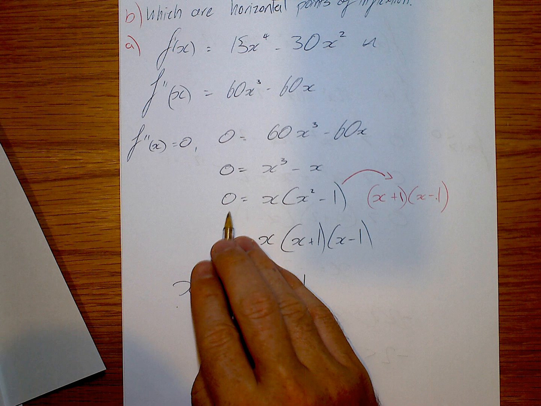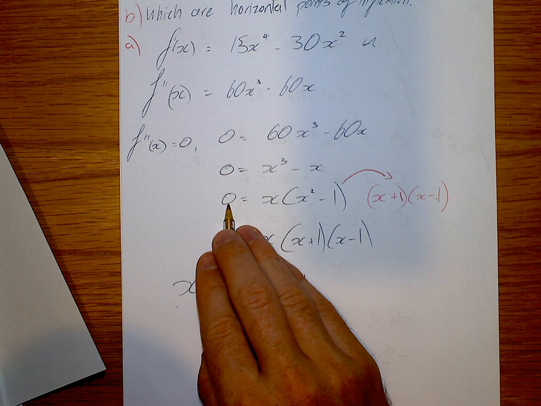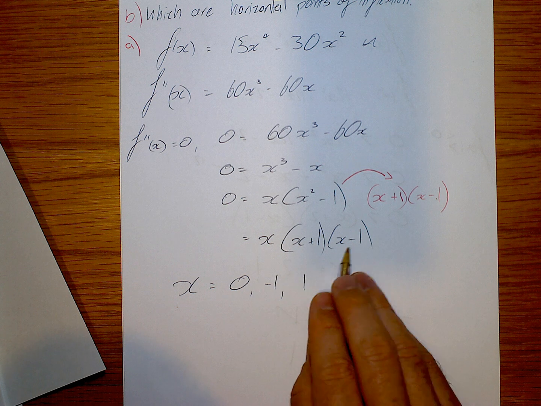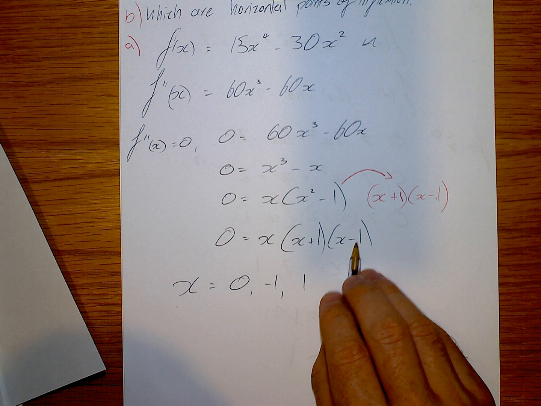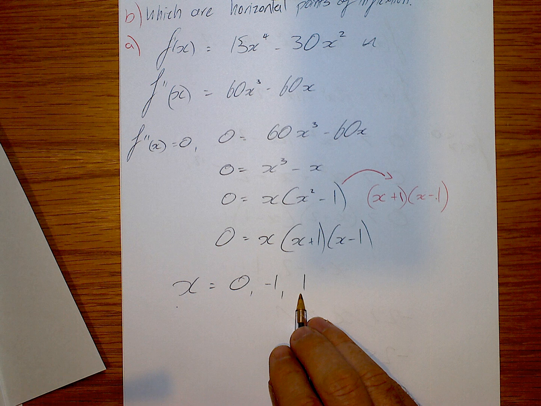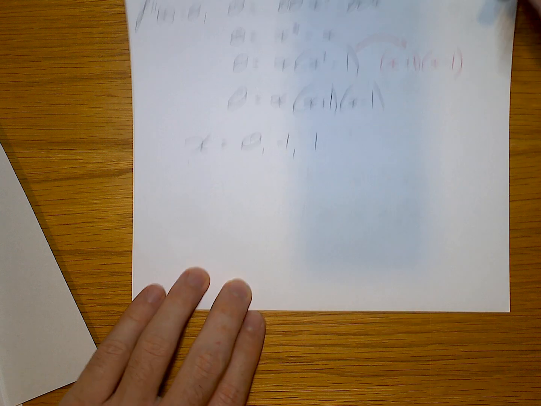Because we're trying to make this equal 0. If x is 0, that's going to make all this equal 0. If x equals negative 1, that'll be 0 times all this, which equals 0. If x is 1, that's going to make it 0, and 0 times all this will equal 0. So those three statements, x has to be those things. Okay, so we've got those parts.